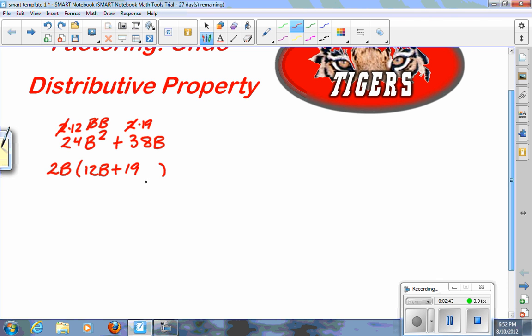Okay, so what if you factor something and you're not sure if it's right? Well, you could always check with the distributive property. You could distribute this back in. 2b times 12b is 24b squared. 2b times 19 is 38b. So this is the same as our original, so that must be correct. So that is how you factor a binomial.